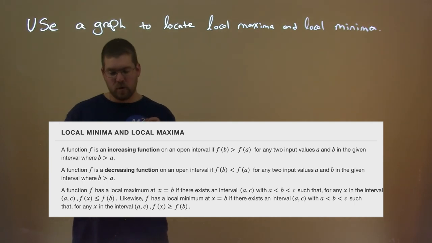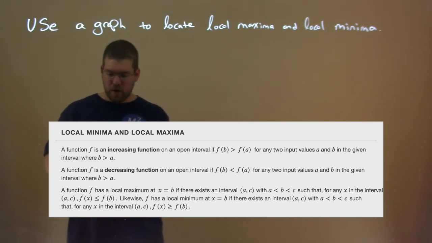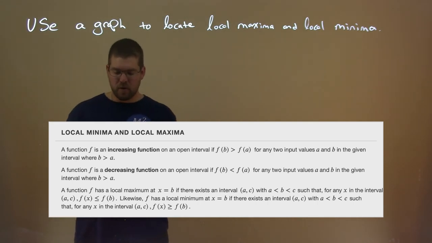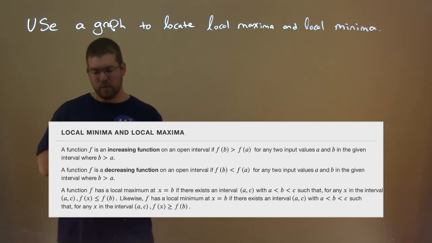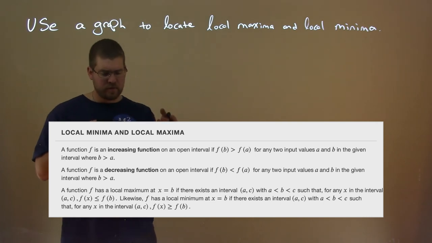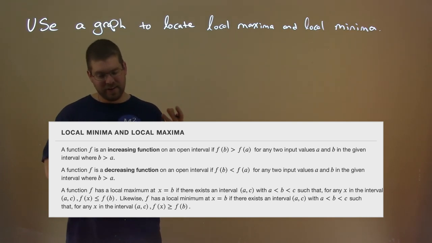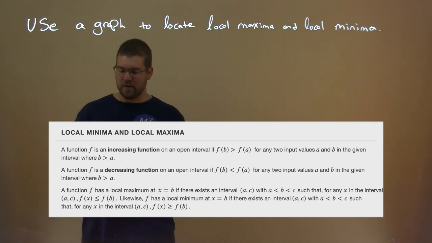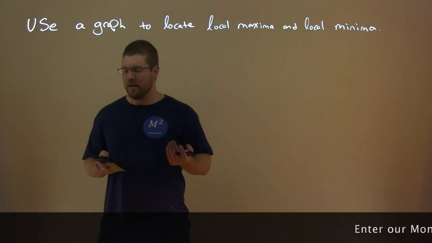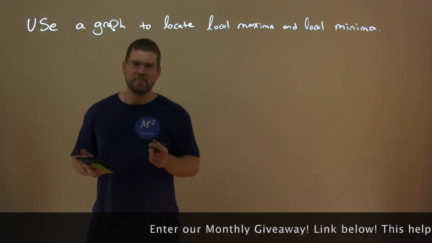Lastly, a function f has a local maximum at x equals b if there exists an interval (a, c) with a less than b, which is less than c, such that for any x in the interval (a, c), f of x is less than or equal to f of b. Likewise, f has a local minimum at x equals b if there exists an interval (a, c) with a less than b, which is less than c, such that for any x in the interval (a, c), f of x is greater than or equal to f of b. All right, I know that might have been a little confusing. If what you see really is just from that graph from earlier and that made sense to you, power to you, just go with that.